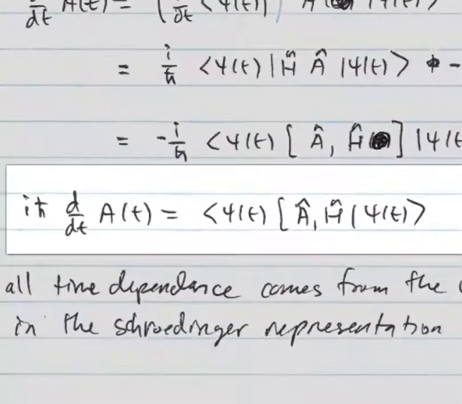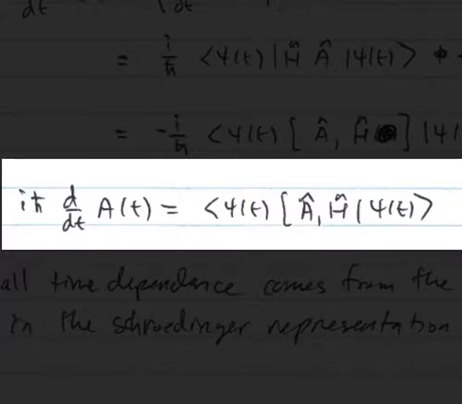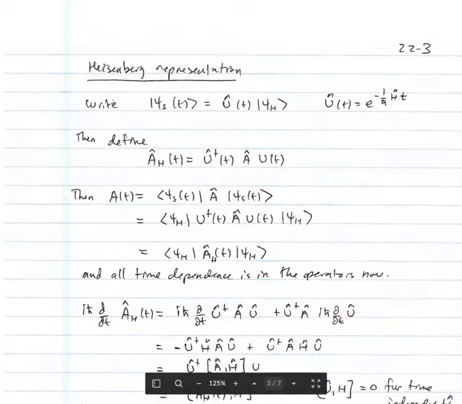And so we can put this all together and we find i h bar d by dt of a(t) is equal to the expectation value of the commutator of a with h in the state psi of t. Now all of the time dependence is coming from the wave functions in the Schrodinger representation when the derivative of the Hamiltonian with respect to time is equal to 0. Okay, there's a competing representation for this, which is called the Heisenberg representation.